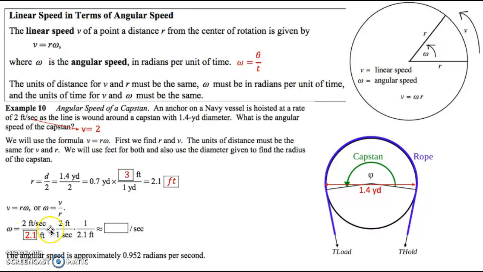Notice I just moved this along here to put feet over second is equal to 1 over 2.1 feet. We see the feet cancel. When we multiply and divide, that gives us about 0.952 radians per second, because angular speed is in radians per unit of time, and our unit of time here is in seconds.